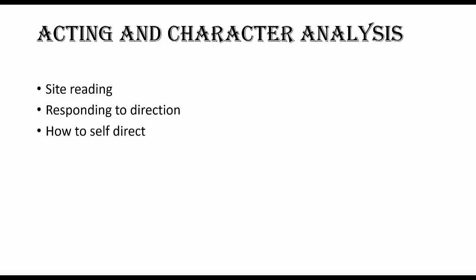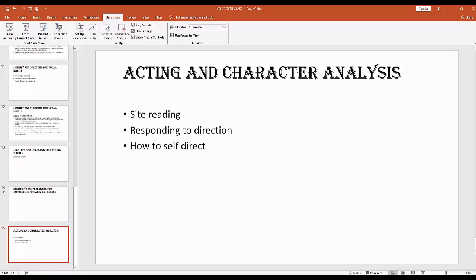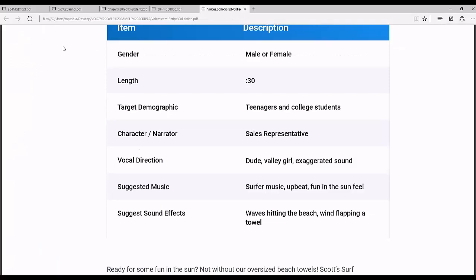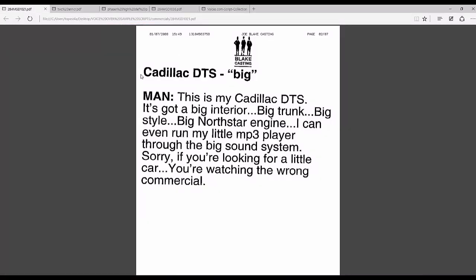So, number one, what is sight reading? As a voiceover artist, you must be able to sight read, which means whenever you see a script, you start by reading out loud or vocalizing what it is you are reading. Don't just read things in your heart. Don't just read things in your mind. Read them out loud. Like this script right now, this is my Cadillac DTS.